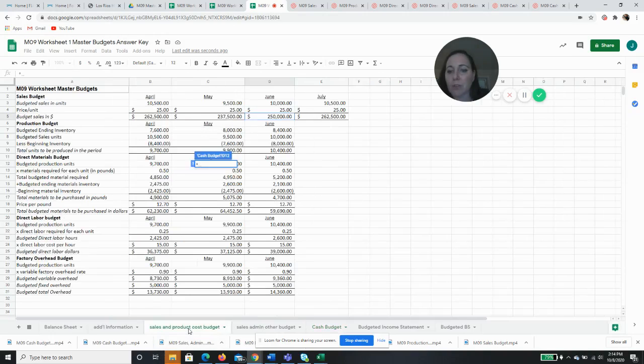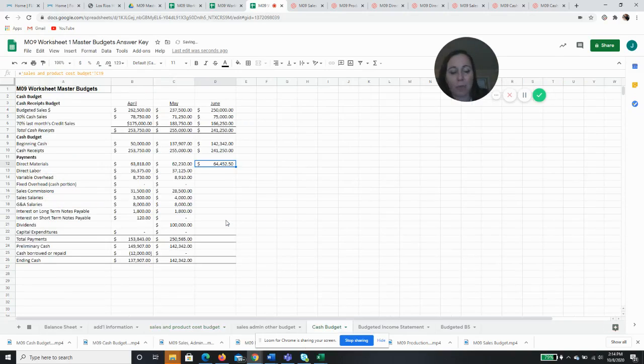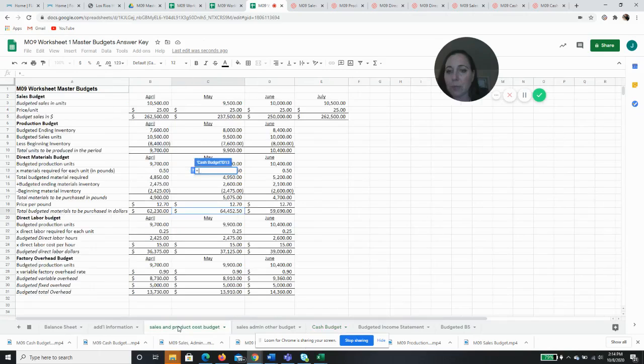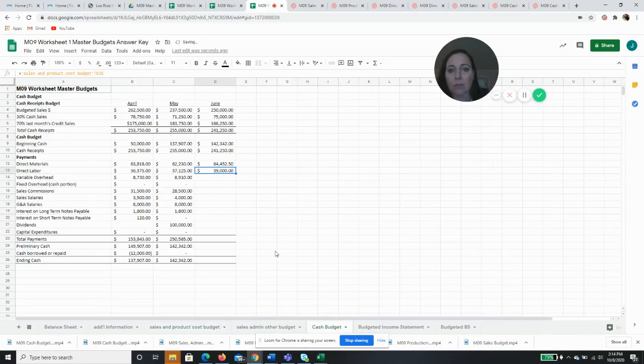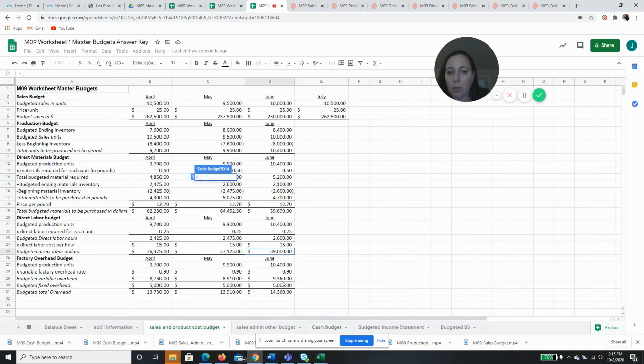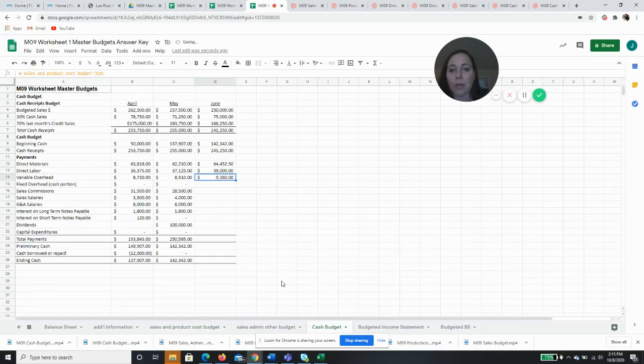So I'm going to go to my direct materials budget. We bought $64,452.50 in May, and that's what we're going to pay in cash this month. Our direct labor is the direct labor we incurred in June, which is $39,000. Our variable overhead is the variable overhead we incurred in June, which is $9,630.